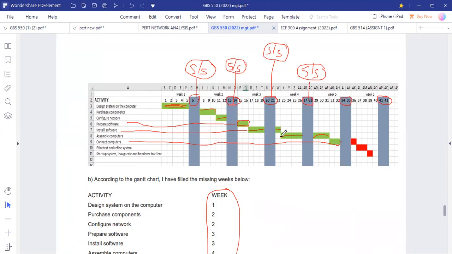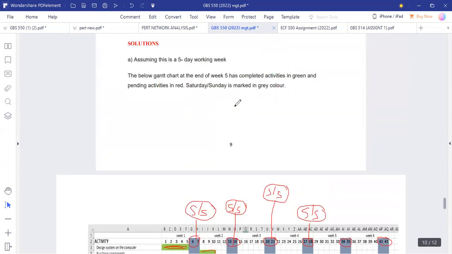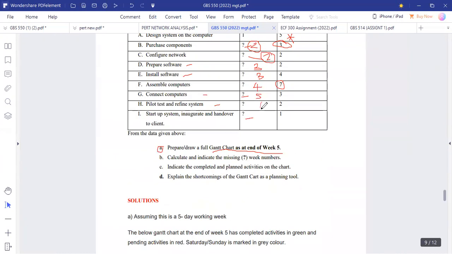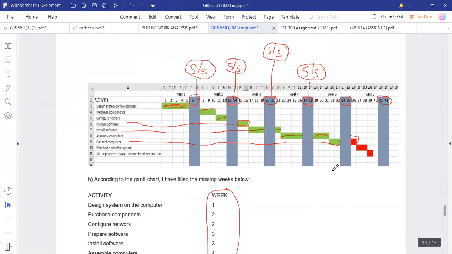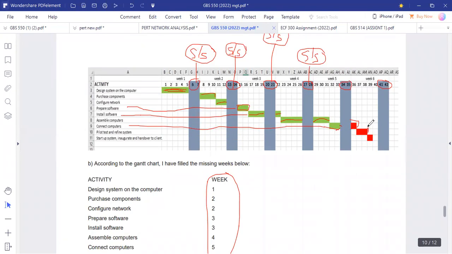All right. Then we go for pilot test and refine system. This one is automatically in week 6 because the previous one is completing at this point. It was completed on Monday, the other week, which is week 6. So pilot test and refine system is in week 6 automatically. Then it was taking two days, so 2 days is just within the week. Okay, so it's ending there.